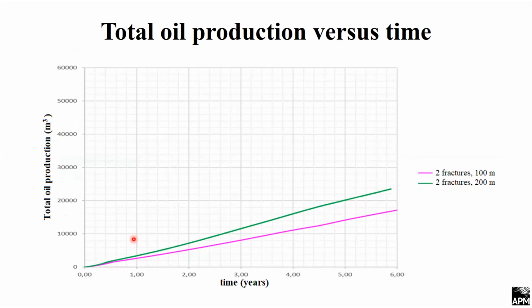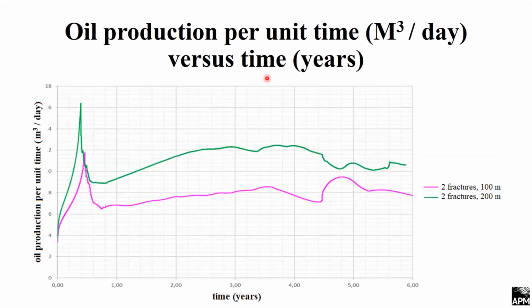Here we can see the total oil production. We can see that in case of 2 fractures, the total oil production is about 40% more than in the other case. The oil production per unit time for longer fractures is much higher.